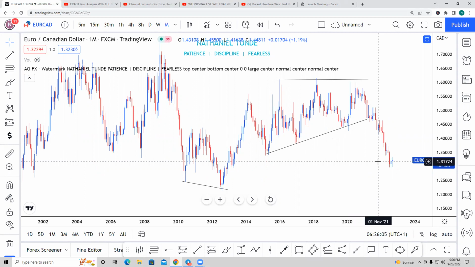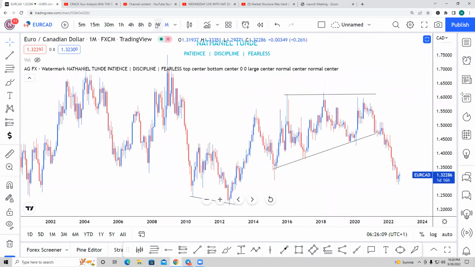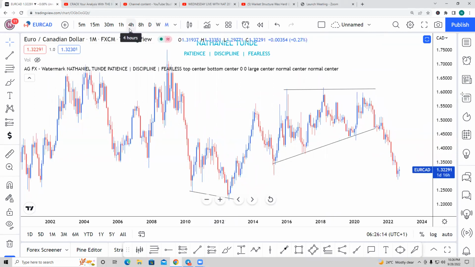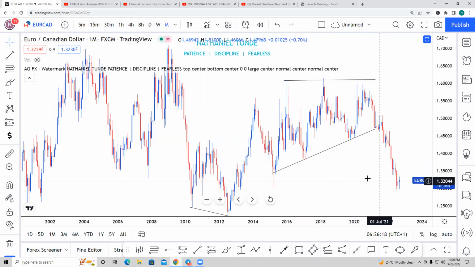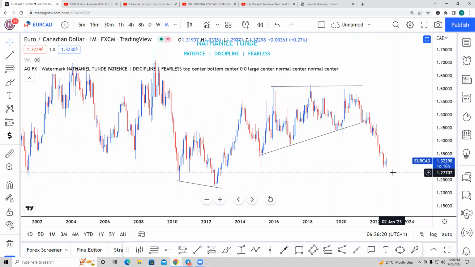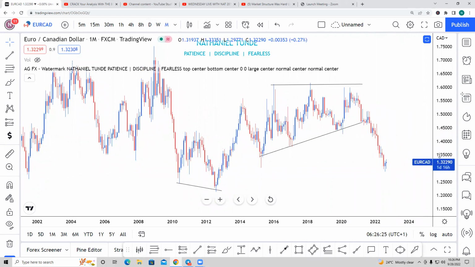But what suits me most is looking at a pair from monthly, weekly, and daily, and then my entry will come using 4 hours, 1 hour, or 30 minutes, depending on whether the setup is a swing trade or a day trade setup.